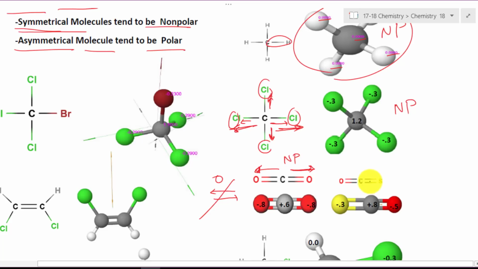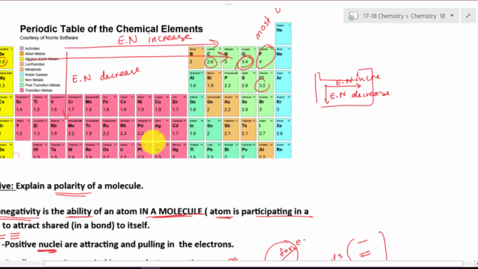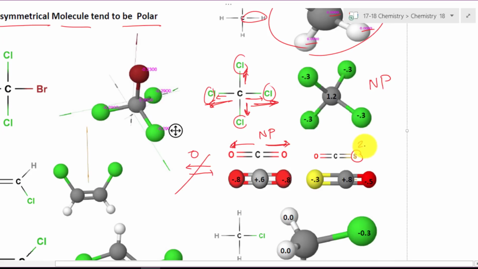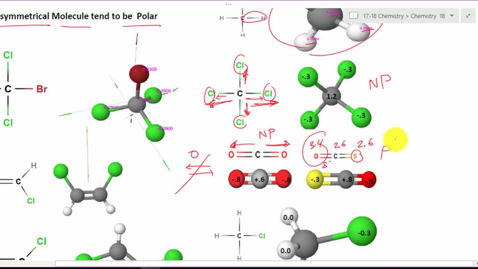Whereas if I change this molecule to another compound, where I take this oxygen and replace it with sulfur, look what happened. So let's look at what happened. Sulfur is 2.6, the same thing as carbon, where oxygen is what? 3.4. So if we look at this very carefully, this is 2.6, this is 2.6, and this is 3.4. Of course, it's going to have a dipole moment going that way. But is it going to be a lot? No. It's going to be very small. Okay, and this makes this compound polar.